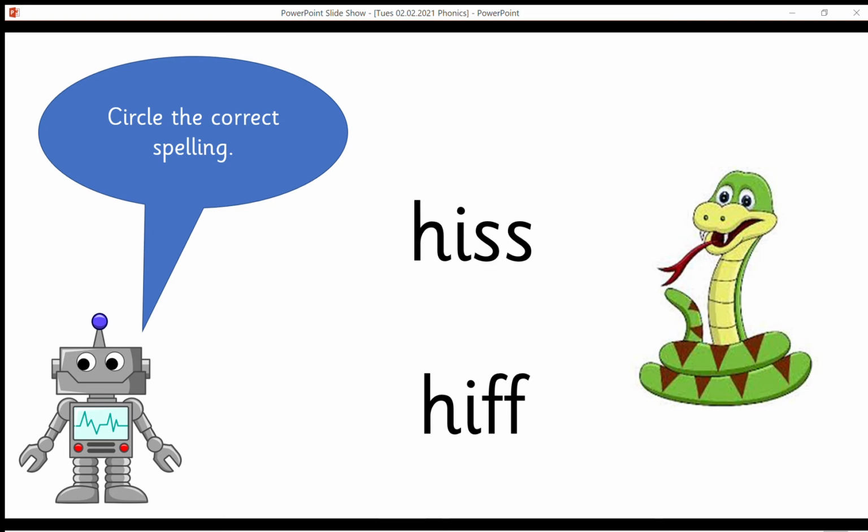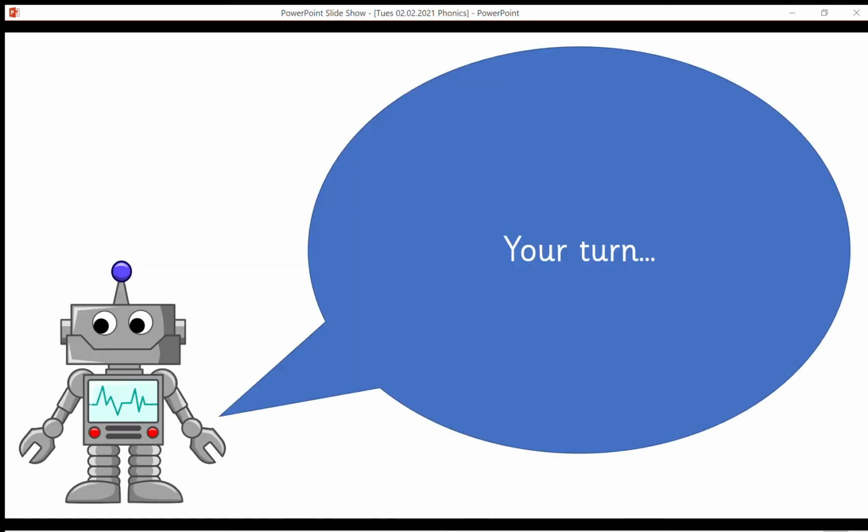And let's see if you're right. Of course, it's hiss, isn't it? A snake makes a hiss sound. Okay, now it's your turn. So if you have a printer at home, you could have printed this sheet out and use a pencil to circle the correct spelling. Otherwise, you can stay with the screen, just point to the one that you think it is.